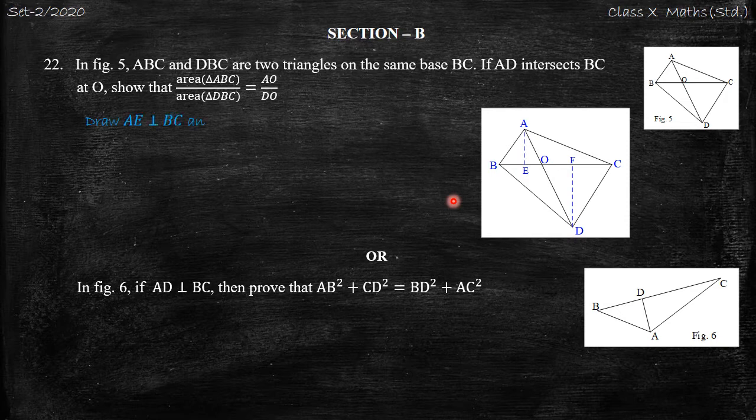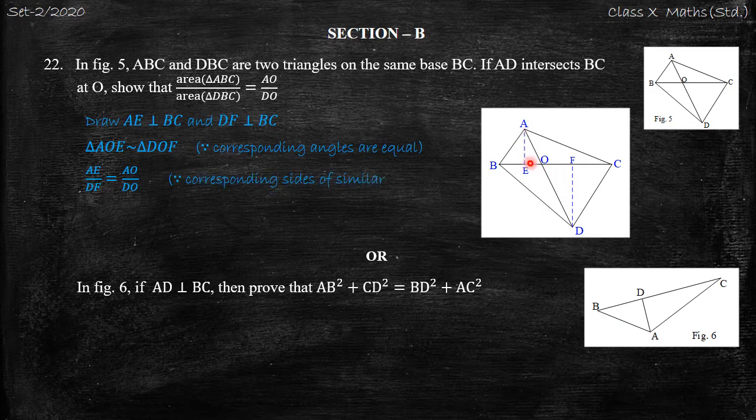Now consider these two triangles, AEO and DFO. They are similar because the corresponding angles are equal. If two triangles are similar, then their corresponding sides are proportional. So that means AE by DF equals AO by DO.